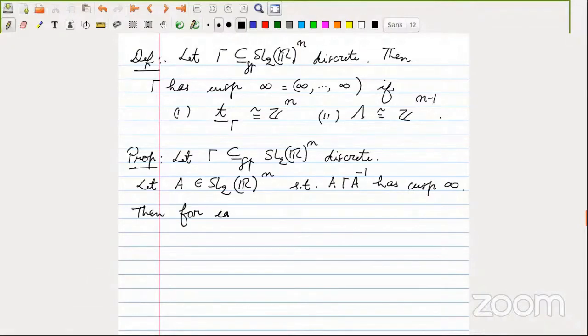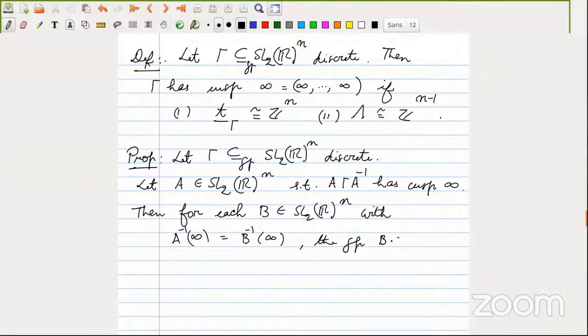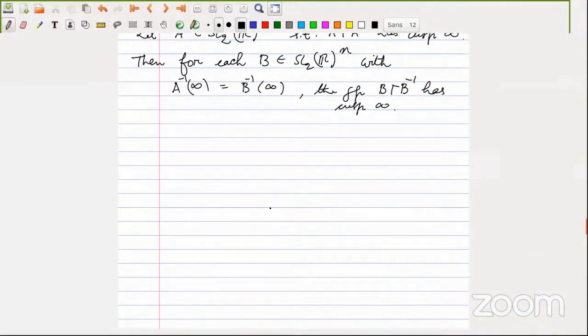Then for each B, which is another element inside SL2 R to the power of n, such that A inverse applied to infinity is the same as B inverse applied to infinity, maybe I can put a bracket around this one, with this one, the group B gamma B inverse has cusp infinity. Okay, so this proposition is important because it will allow us to define general cusps.